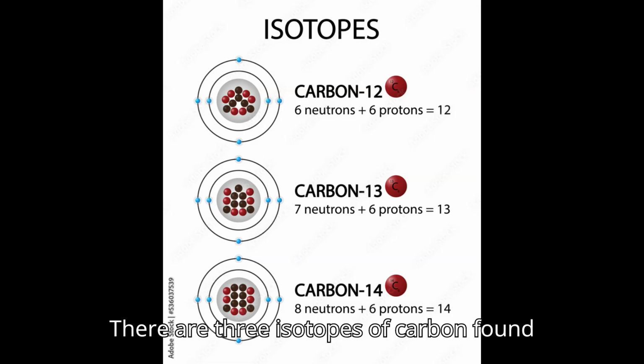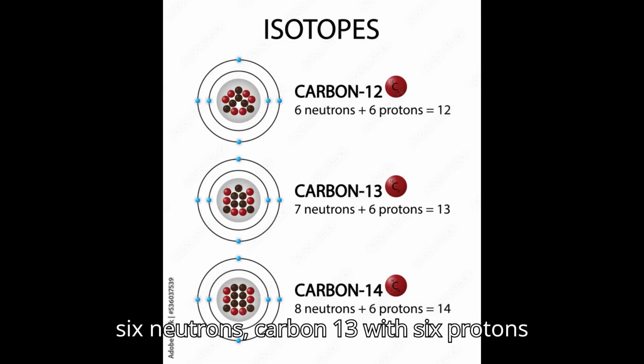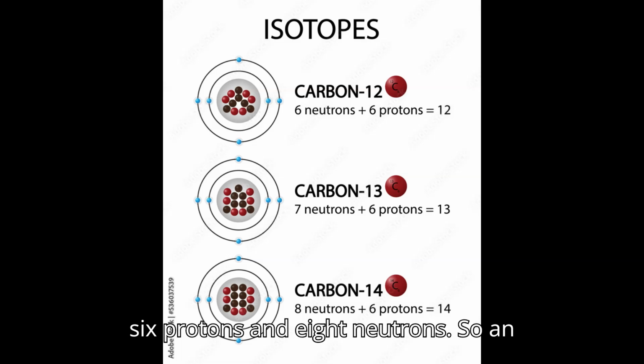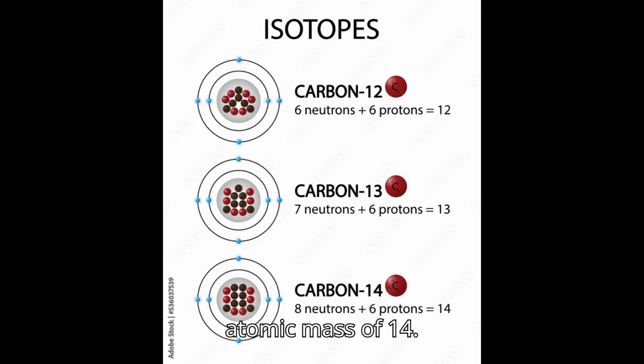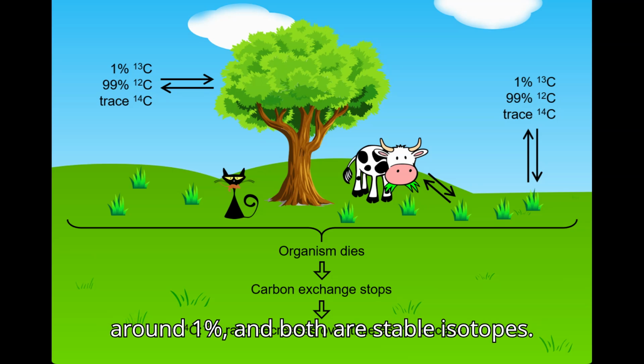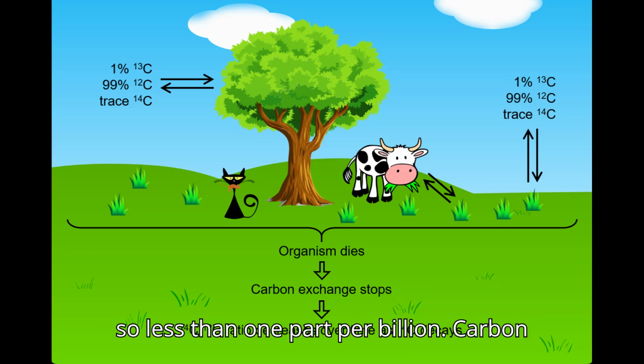There are 3 isotopes of carbon found in nature: carbon-12 with 6 protons and 6 neutrons, carbon-13 with 6 protons and 7 neutrons, and carbon-14 with 6 protons and 8 neutrons, so an atomic mass of 14. Carbon-12 forms around 99% and carbon-13 around 1%, and both are stable isotopes. Carbon-14 accounts for less than 1 ppb, so less than 1 part per billion.